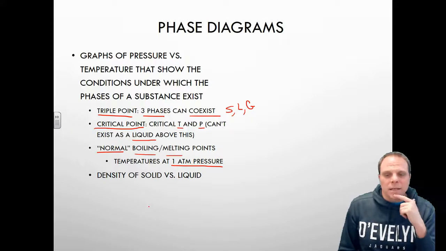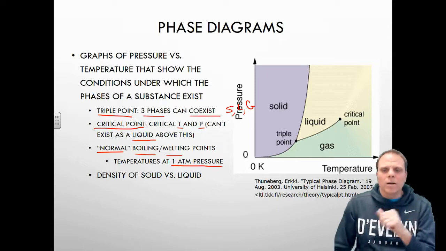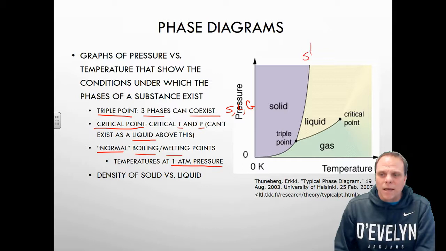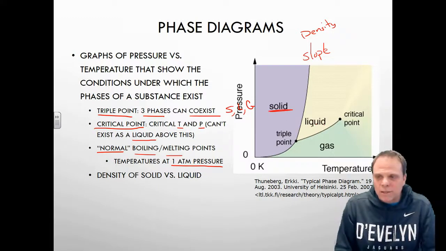Let's talk about the density of the solids versus the density of the liquids with regard to the phase diagrams. Remember that water is kind of unique from most things, but this little slope of the line is important to pay attention to. So pay attention to the slope, because you can derive some information from the slope that has to do with the density, okay? So before I go into that, let's just talk about this graph in general and see what it means.